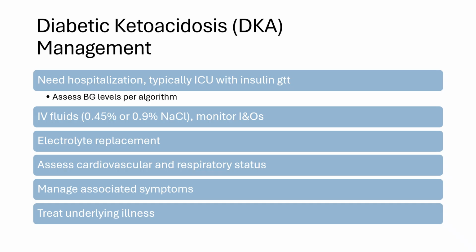Assess the cardiovascular and respiratory status. These patients will probably be on cardiac monitoring. Manage associated symptoms, so anything else that they've got going on. And if it was precipitated because of an illness, we need to treat that underlying illness.